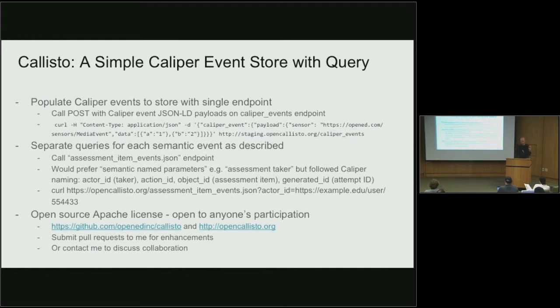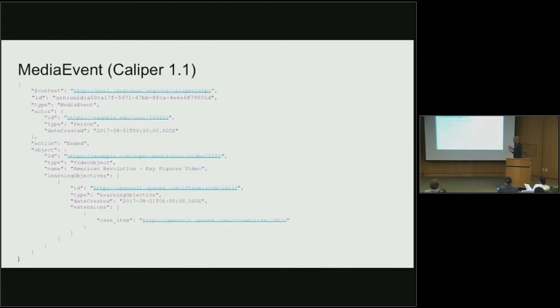Now, just to make it grounded into something really specific about what this causes you to do, so this is a media event. It basically says that somebody watched a video at a certain time. And most of it's pretty uncontroversial, right? This is that whole RDF thing. There's an ID, right? This is the person. It's of this type. And then the action, that's the actor. This is how we describe the person. This is the action. Oh, he ended the video, and the object is the video, right? So these RDF triples. Somebody did a certain thing on a certain thing.